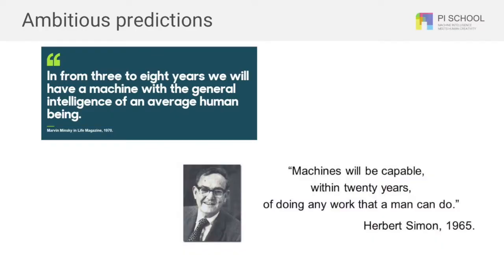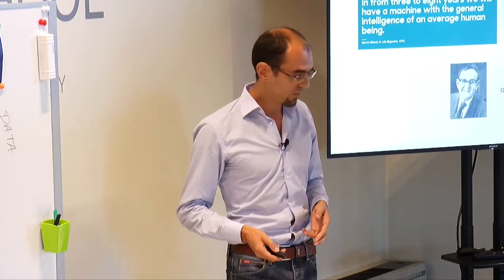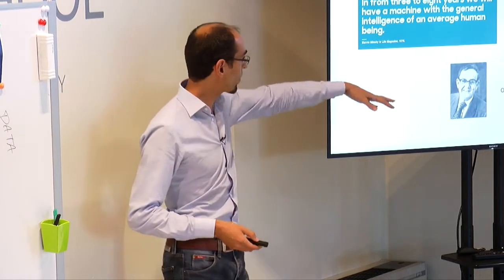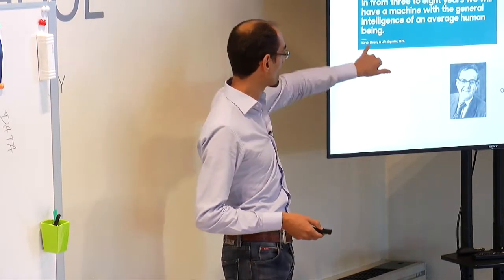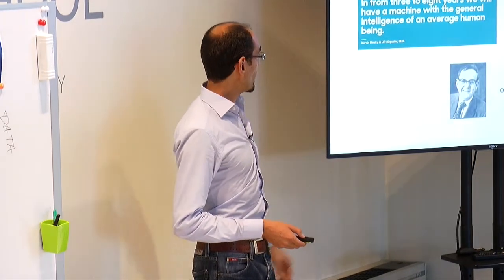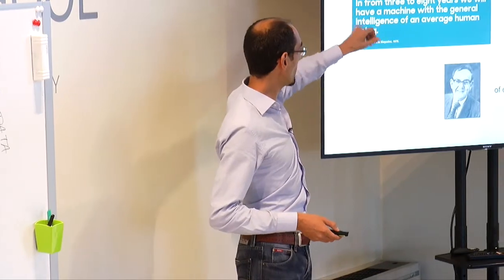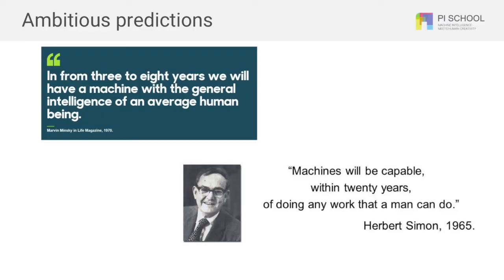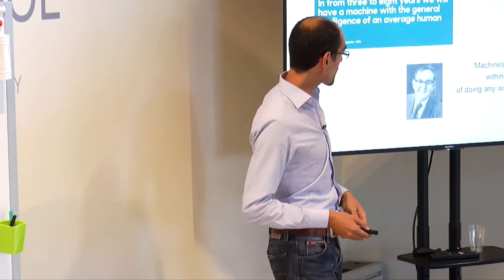This also is the reason why, all these things are the reasons why people started getting super optimistic about the following years, and they wrote things or said things like this here. This is Marvin Minsky, another great name of AI. And this is 1970. In from 3 to 8 years, we will have a machine with the general intelligence of an average human being. So that would be 1975 or so.